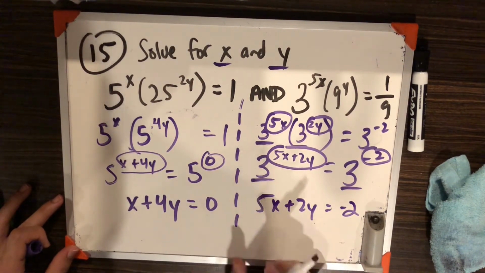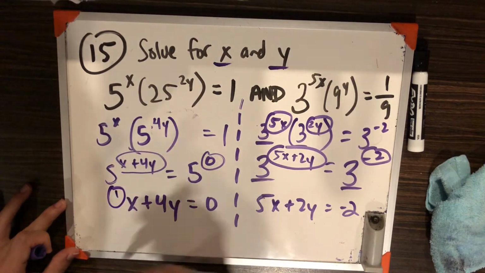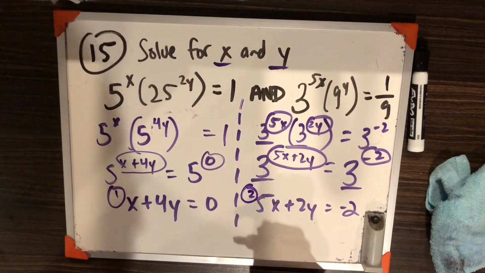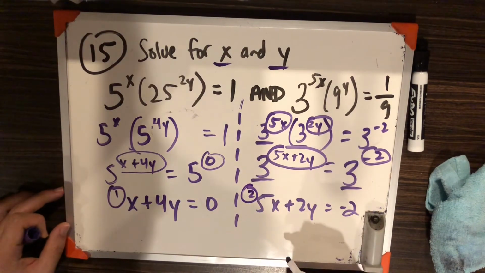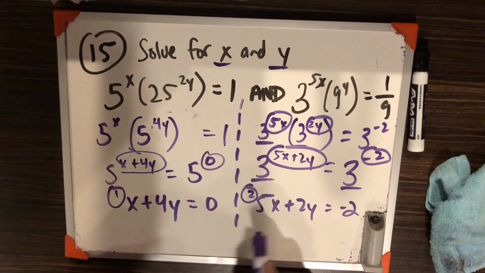I'm gonna run out of space here, but I'll trust you guys on your simultaneous equations. This will be equation number 1. This will be equation number 2. Okay, you can do elimination or substitution, whatever you want, to find what x and y are equal to.